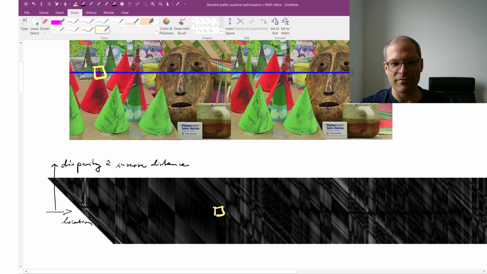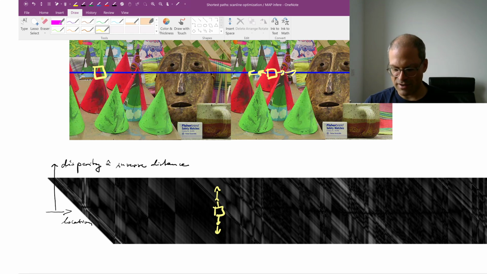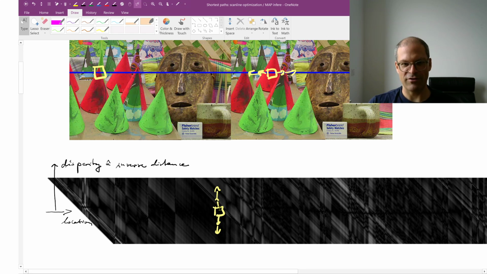So I can ask, as I shift my patch in the second image to the right, what's the quality of the match that I find? Or as I shift it to the left, what's the quality of the match that I find? And this quality has here been color-coded into this gray-black picture.